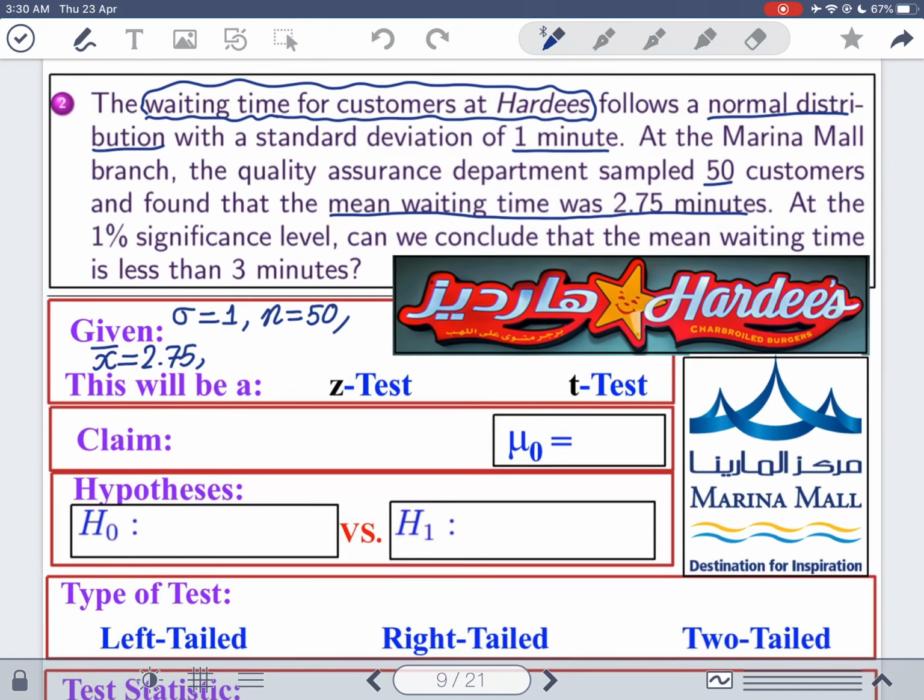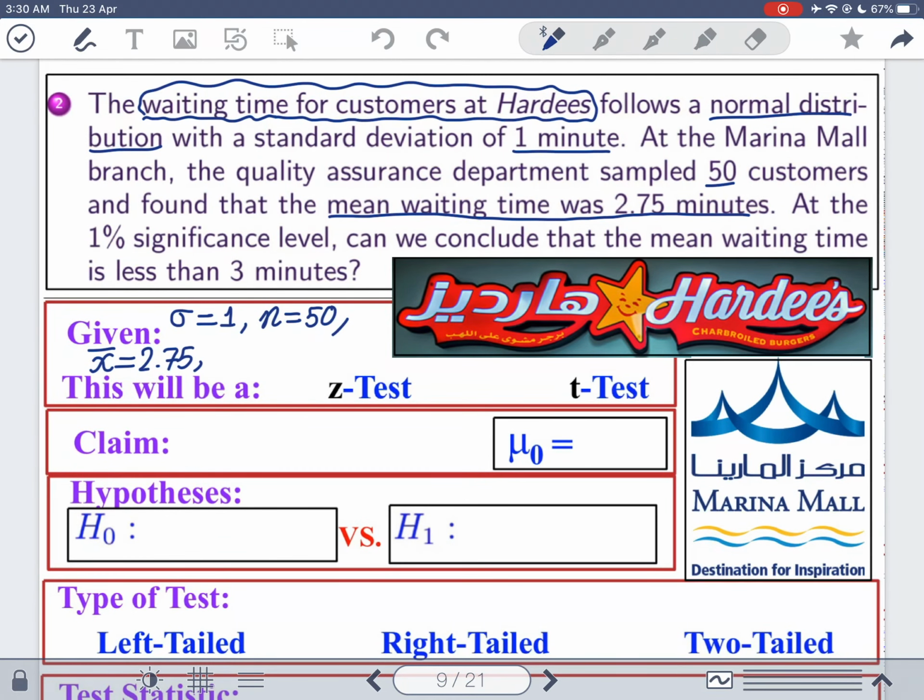But for me, because I don't have space here, I'm just going to not write the given, but we understand it because we're reading the question together. Okay, so sampled 50 customers. Yeah, the X bar was 2.75 minutes.